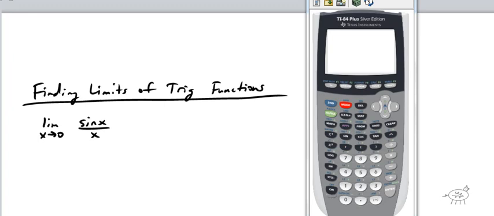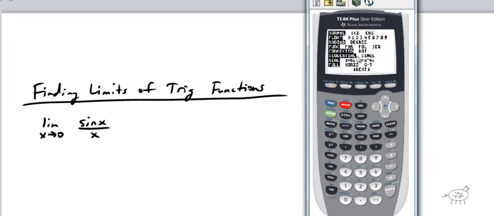What I want to investigate is what happens to sine of x over x when x gets closer and closer to 0. Let's graph that. Make sure you are in radian mode. Hit y equals, type sine of x, close parenthesis, divided by x, and hit zoom trig, zoom 7. Interesting. We're looking for it as x approaches 0, at the top of this little bump right here.